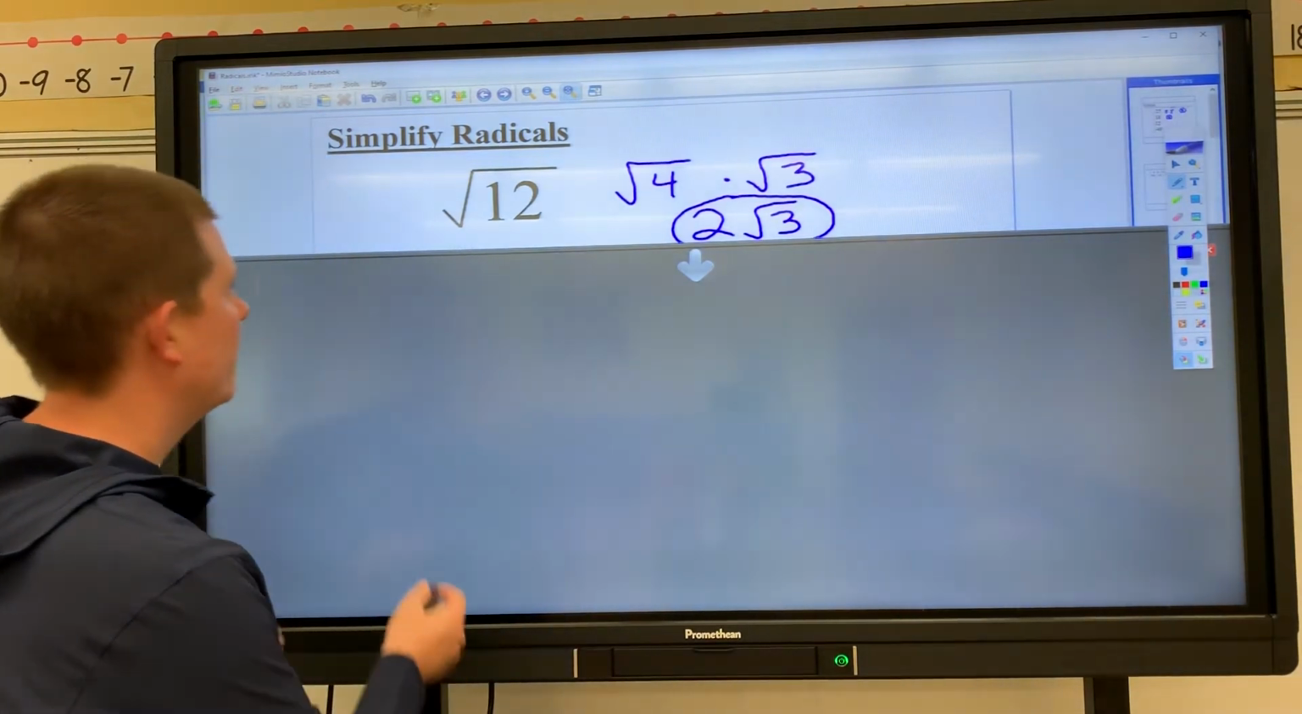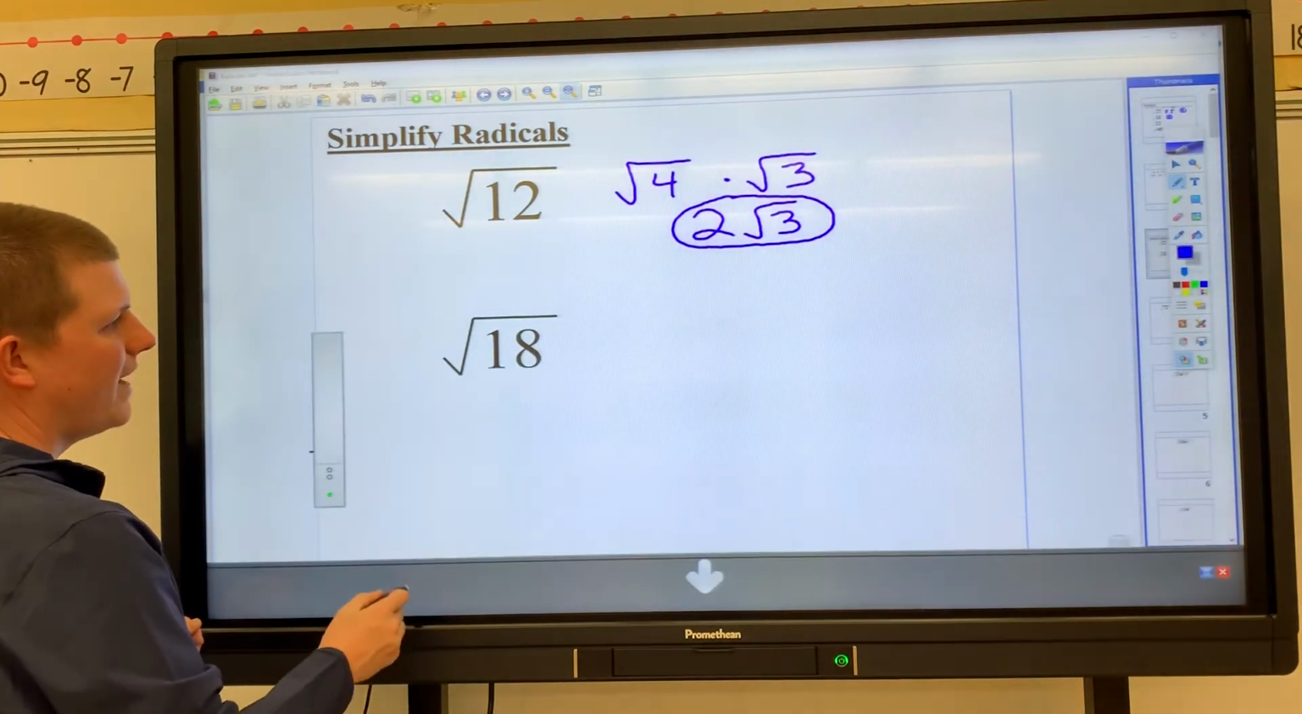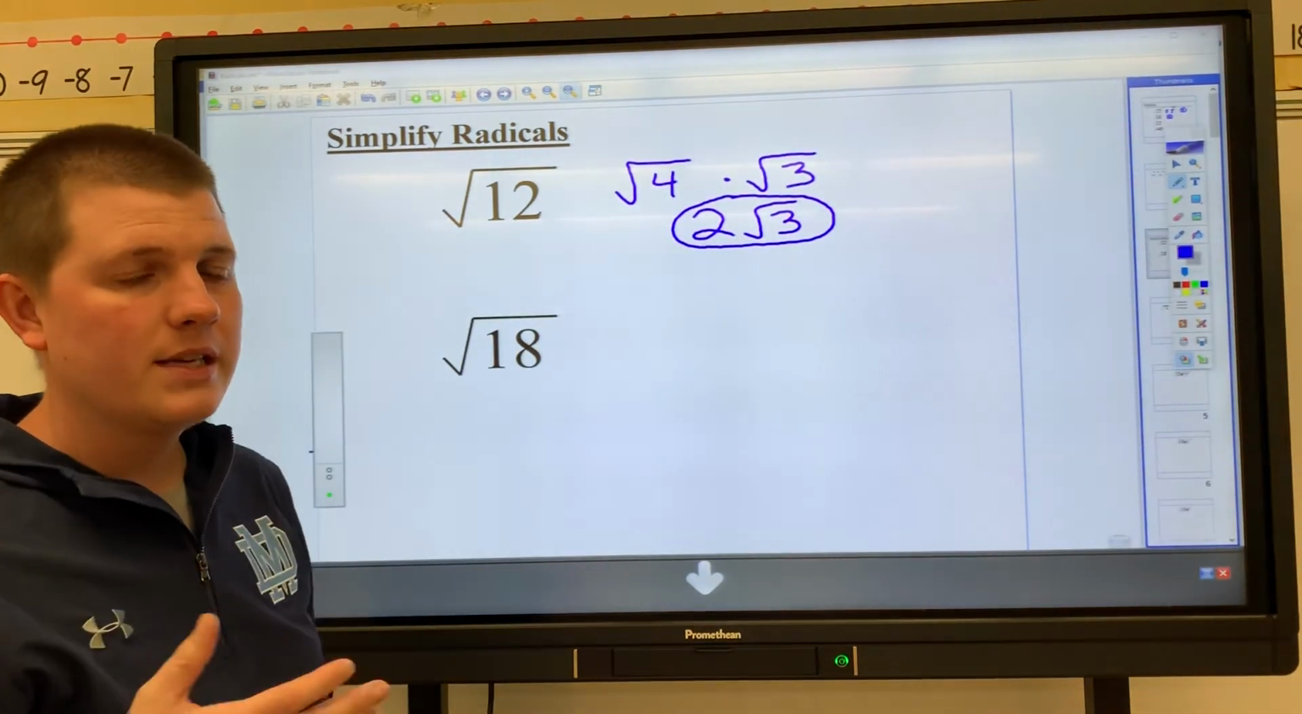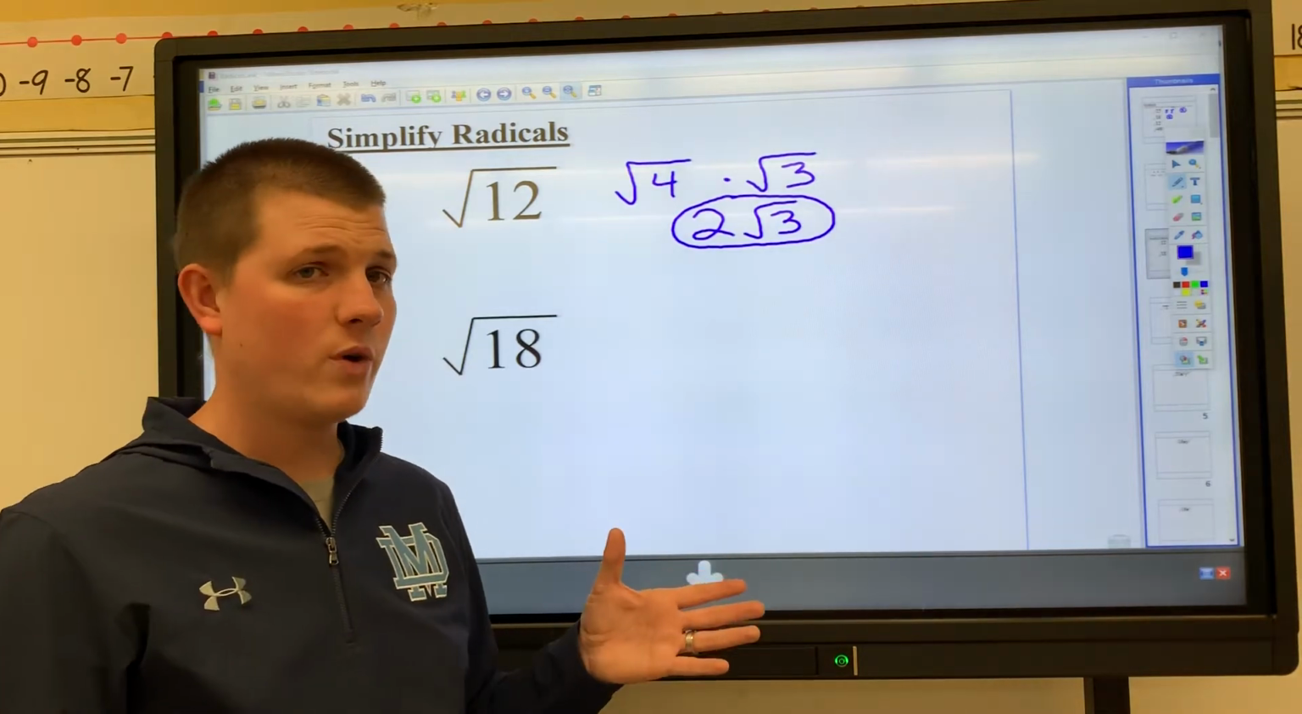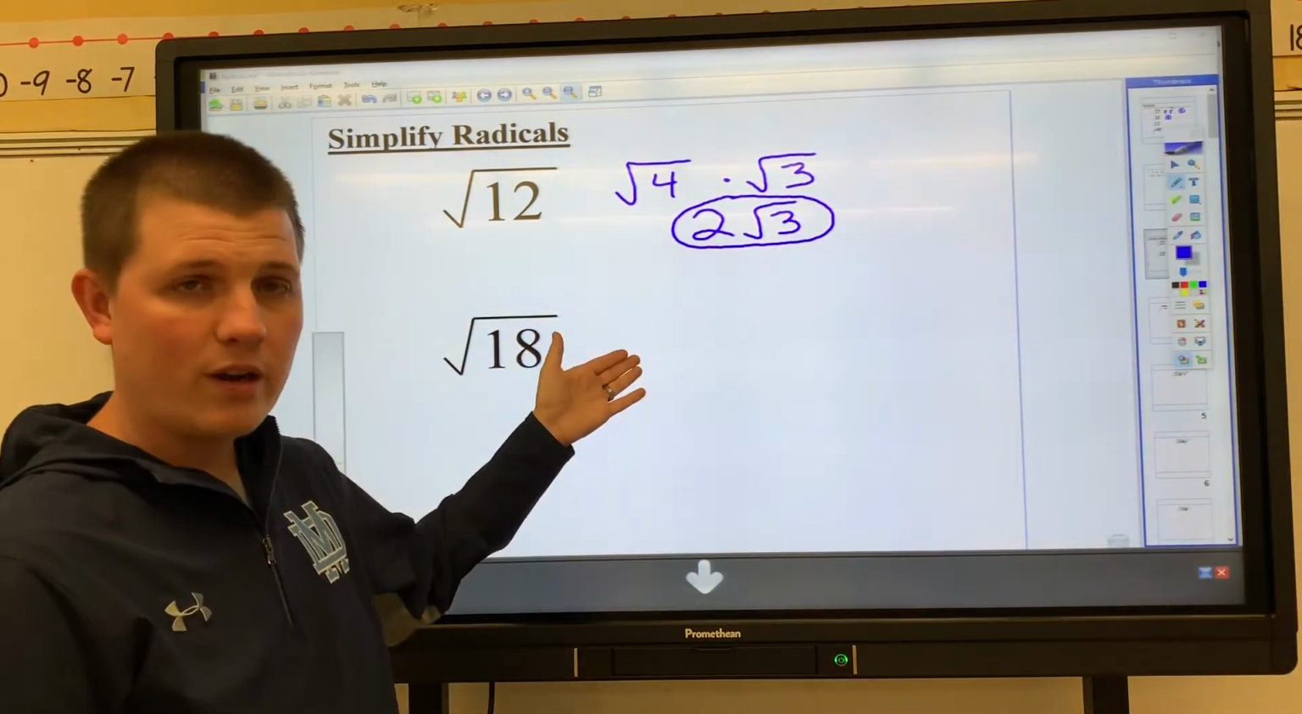Okay? So let's do another one. Square root of 18. So once again, is 18 a perfect square? No. If it were a perfect square, if this said what's the square root of 25, you'd just write down 5.